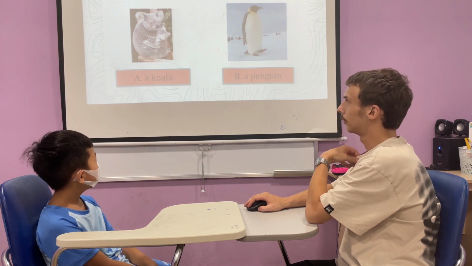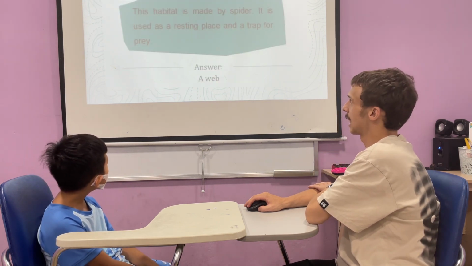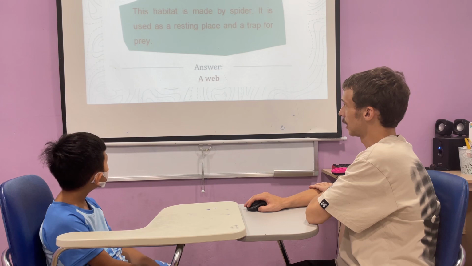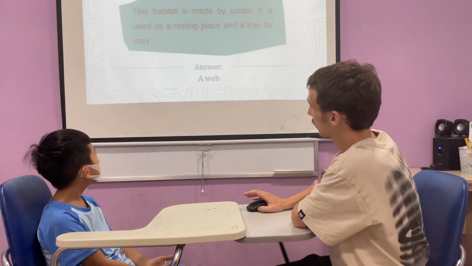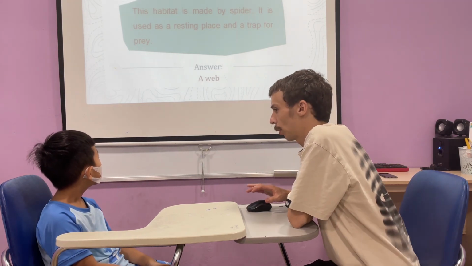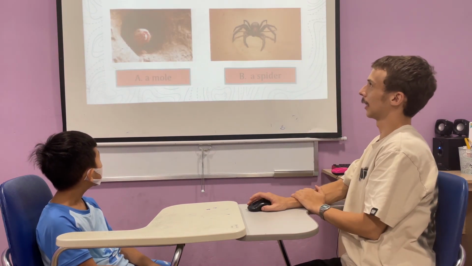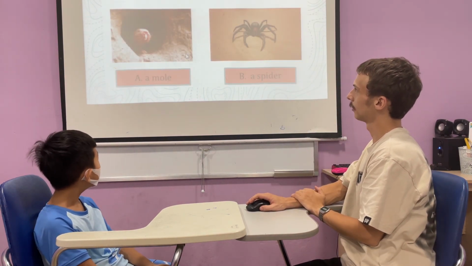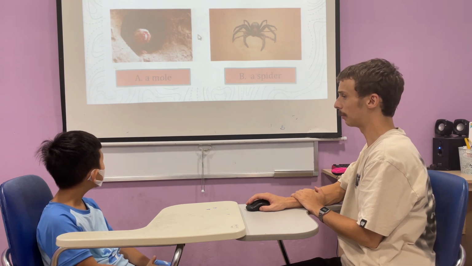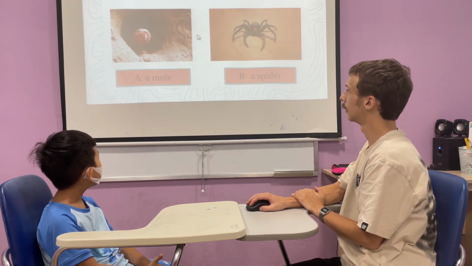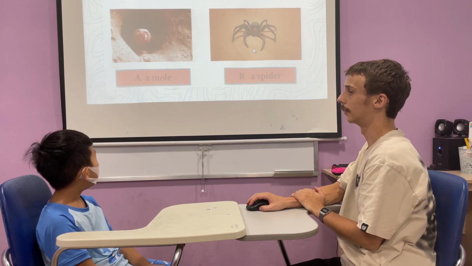A koala. This habitat is made by spiders. It is used as a resting place and as a trap for prey. It's a web. A web. Good, nice. And, what animal lives in a web? It's a spider lives in the web.